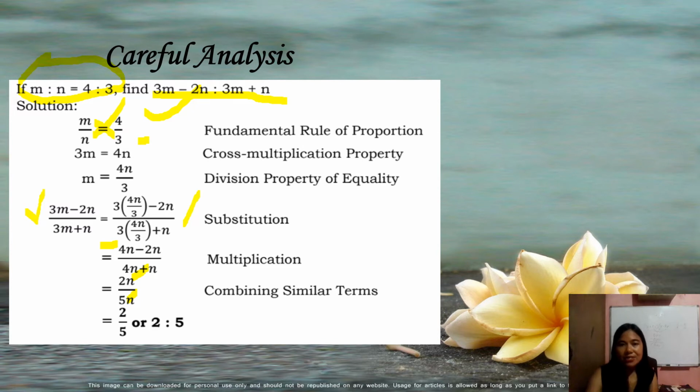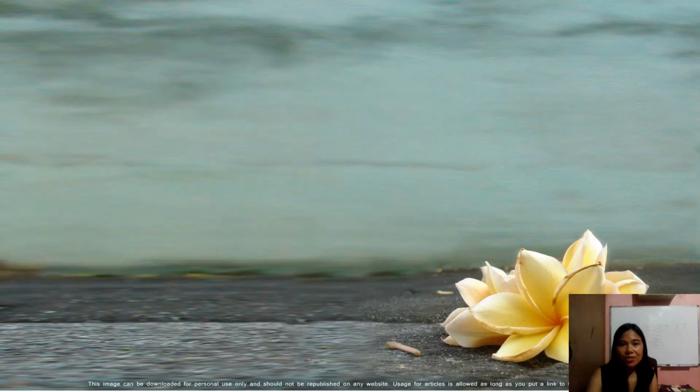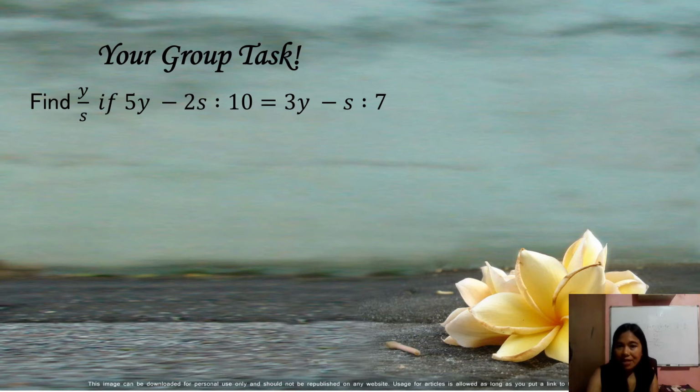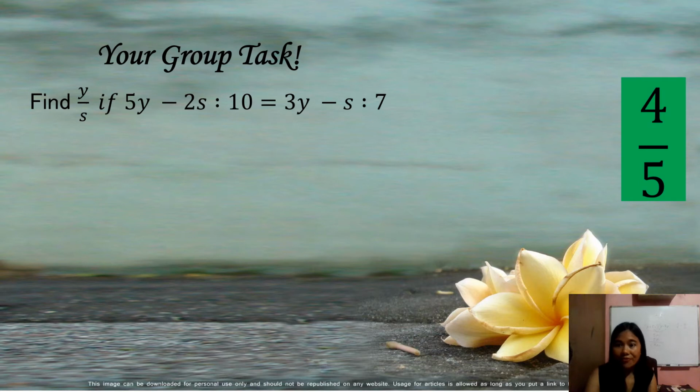Okay? So let's move on to this group task that you have. How did we find y over s if 5y minus 2s is to 10 is equal to 3y minus s is to 7? So if you could remember, the correct answer was 4/5. How did we get 4/5? Here's the solution.